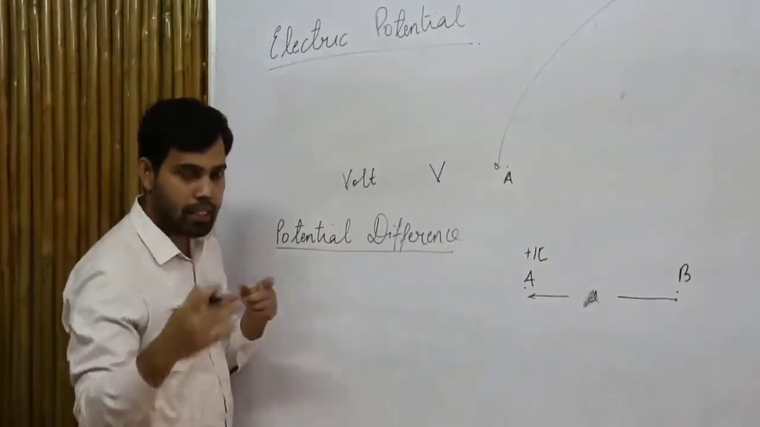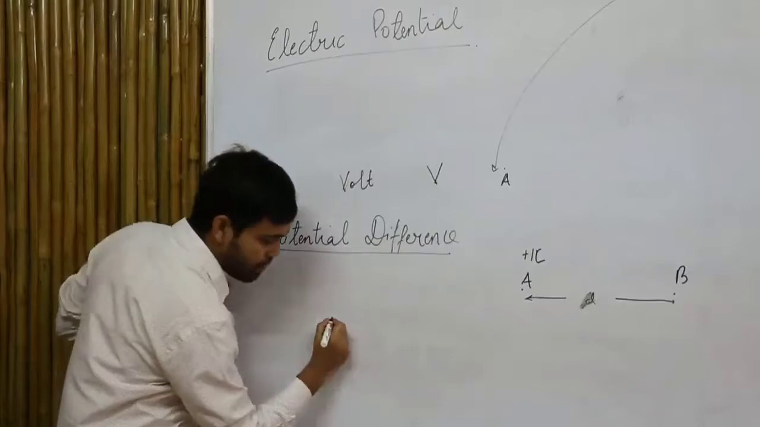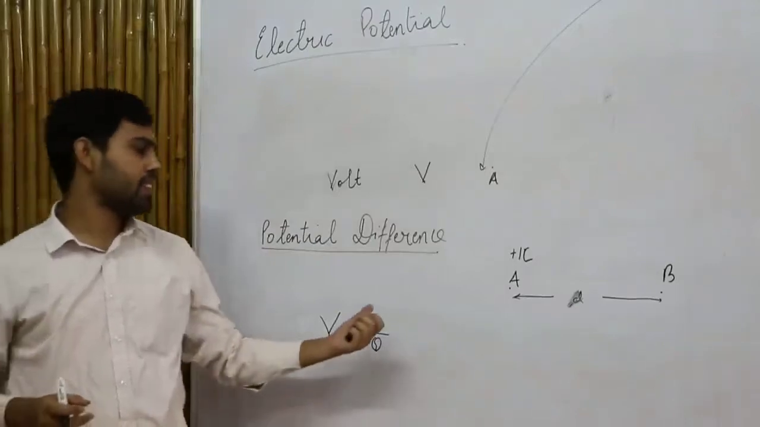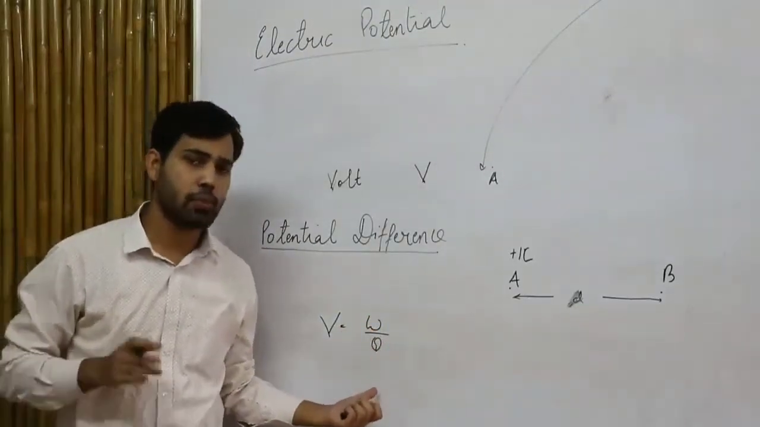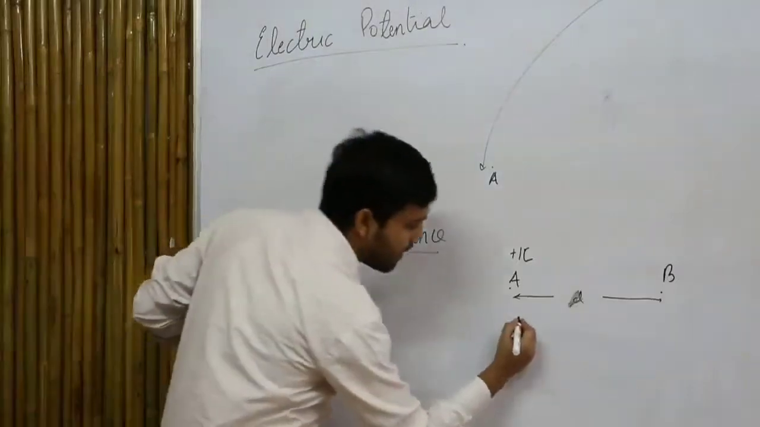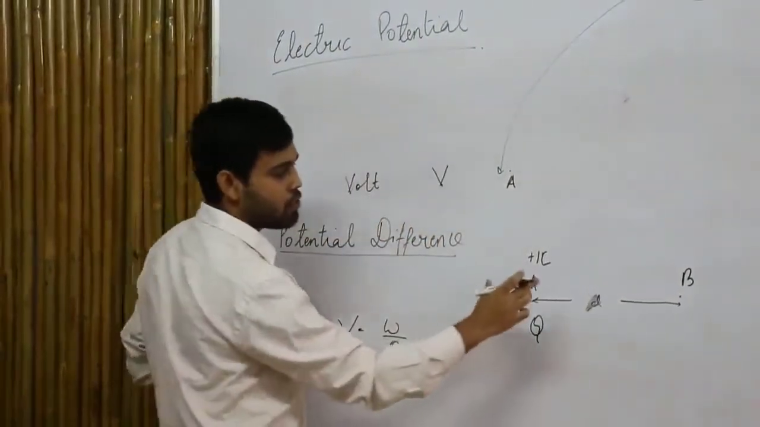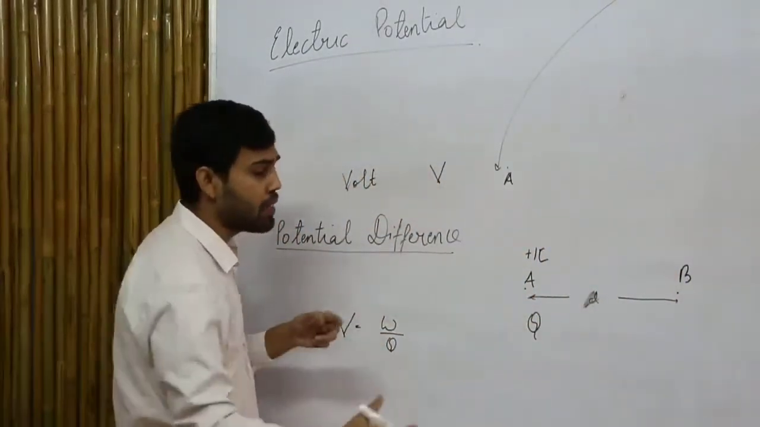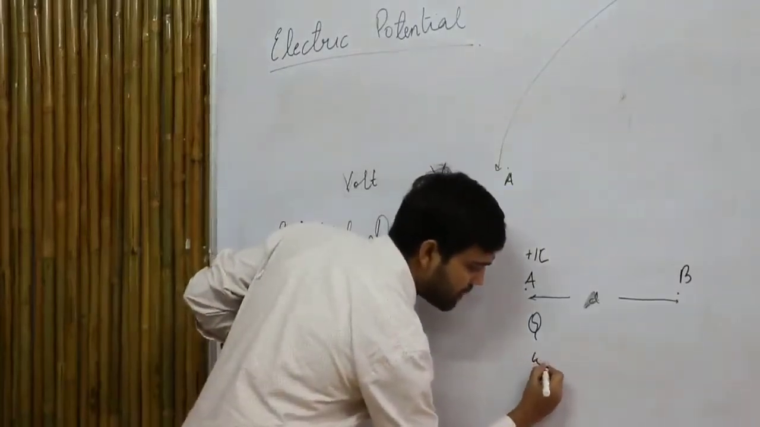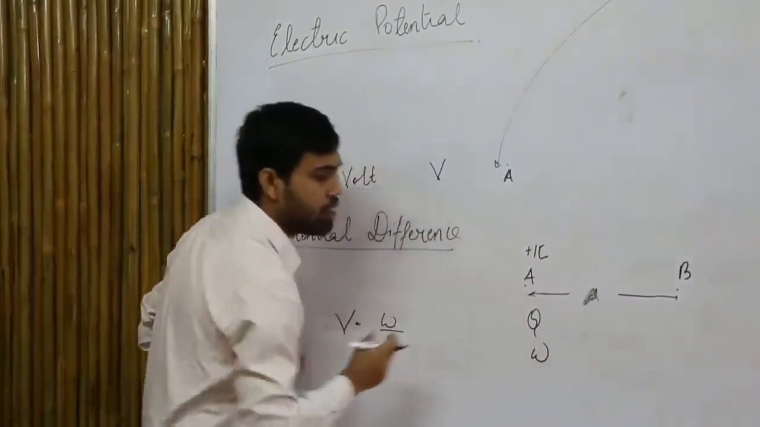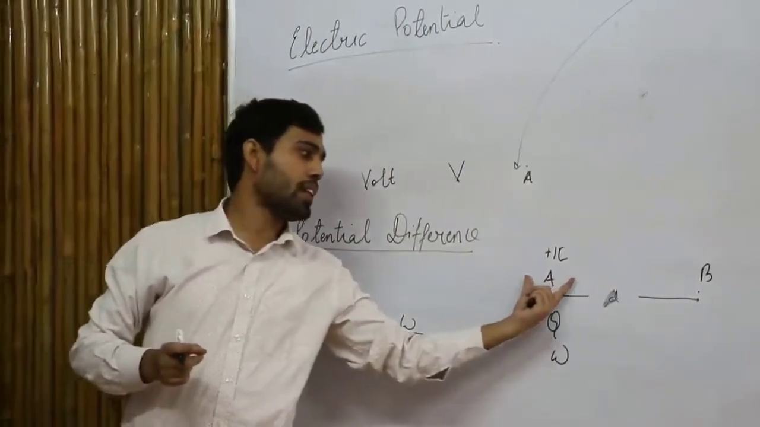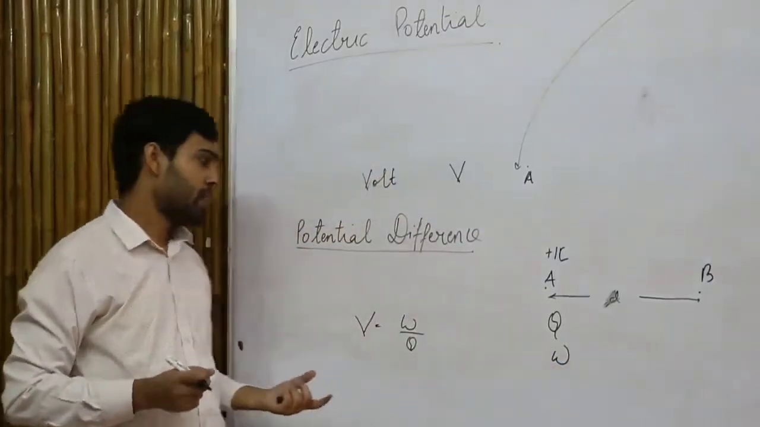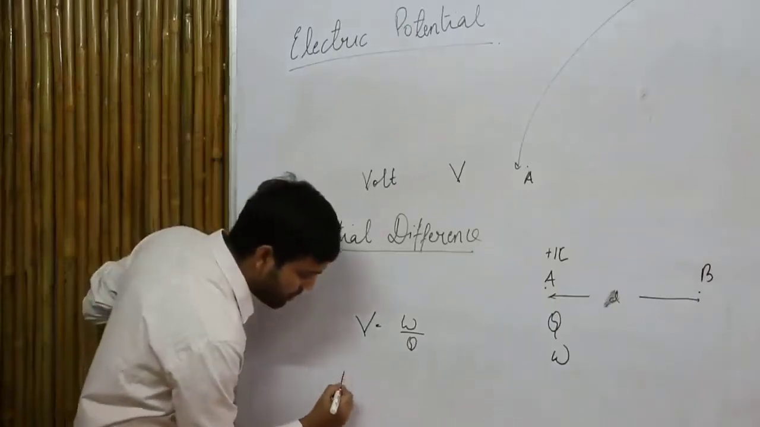So, the mathematical representation of potential difference is given by V is equal to W by Q, where V is the potential difference, W is the work done, and Q is the charge moved. What I mean here is this. I have Q amount of charge at point A. I want to move this Q amount of charge from point A to point B. When I do so, I need to spend this much amount of energy. That is, I need to do W amount of work. So the potential difference between point A and point B is given by V is equal to W by Q. The SI unit of potential difference is 1 volt.